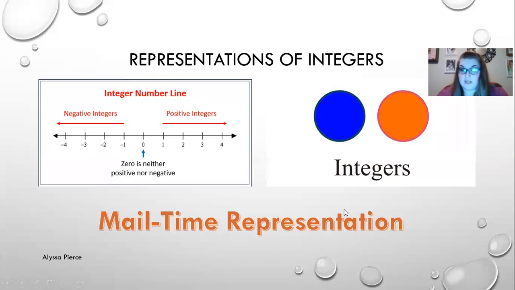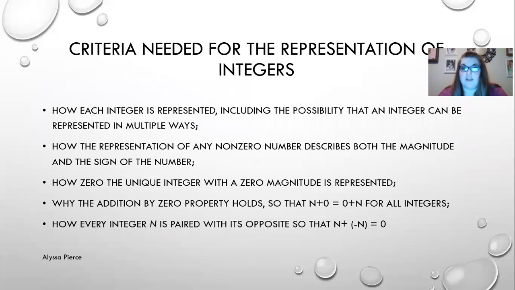My group's going to cover many representations of integers, including a number line representation, colored counter representation, and mail time representation. My group mates are going to go over that a little bit further with you, but I'm going to give you the criteria needed for the representation of integers, so you can follow along with them and think of this criteria as we go.